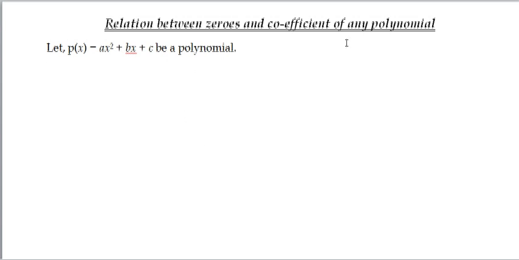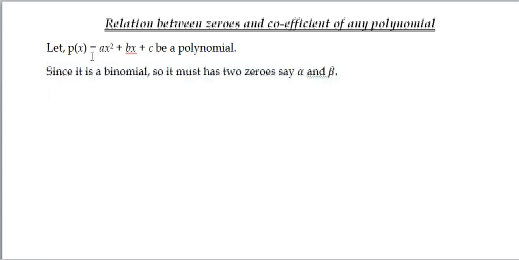Whenever we are considering this polynomial, obviously this is a binomial, no? Since the highest degree of the polynomial is 2, it must have two zeros, say alpha and beta. Be careful regarding this. The number of zeros depends upon the highest power of the polynomial.